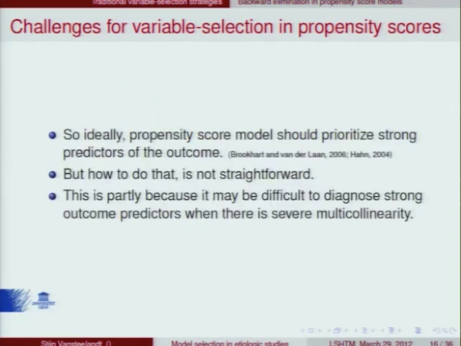So actually, what we would ideally like to do when using propensity score methods is to prioritize the strong predictors of the outcome. And there have been results on this saying that if you want to get efficient estimators, you really want the propensity score models not to contain the strong predictors of the exposure, but you want them to contain the strong predictors of the outcome. And this is rather tricky, considering that a propensity score model is a model for the exposure and not for the outcome. So how to do that is not entirely straightforward. And I think part of the reason is because it may even be difficult to figure out what are the strong predictors of the outcome if you consider that we are dealing with these issues of multicollinearity.